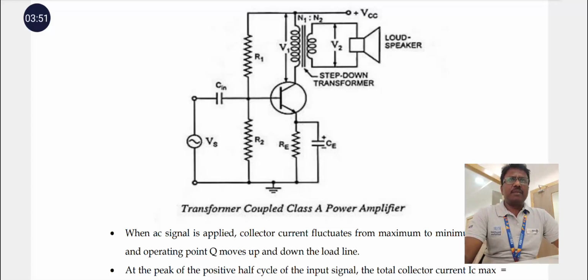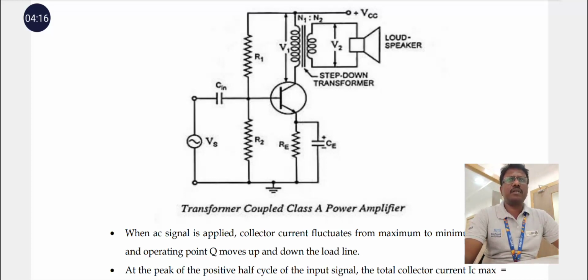Next, the bypass capacitor CE. Notice that CE is connected in parallel to RE. Students already know that RE provides stability, but unfortunately RE also reduces AC gain. Therefore CE bypasses the AC signal around RE, while RE still stabilizes the DC operating point. Hence we get good stability and high gain simultaneously.